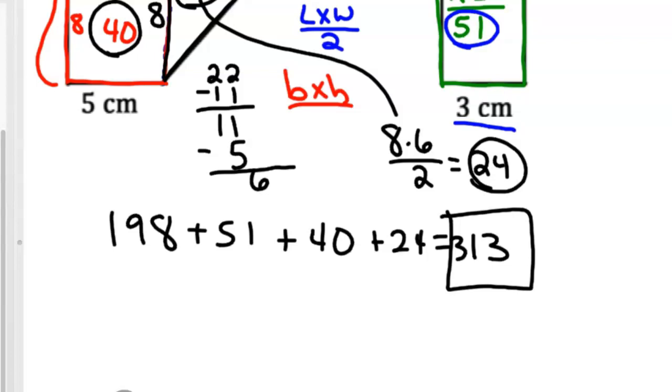So the area of this, and probably make sure you put a label with it, since they told you it was centimeters. It is 313 centimeters squared. And we've done that one. So now let's look at the next problem, which might be just a little harder.